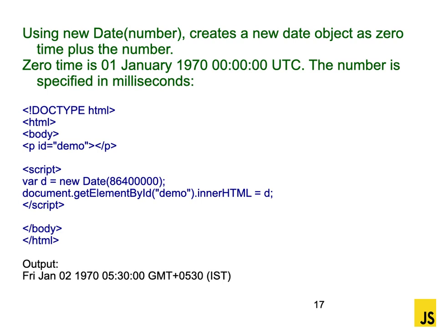See in this particular program, var d is equal to new Date followed by a number, 864000000. So time 0 plus these many milliseconds are added and a new date is created. That may be Friday, January 2nd 1970 5:30 GMT something. Okay, maybe. So this is how a new date is created by using a number. The number is the milliseconds from time 0.